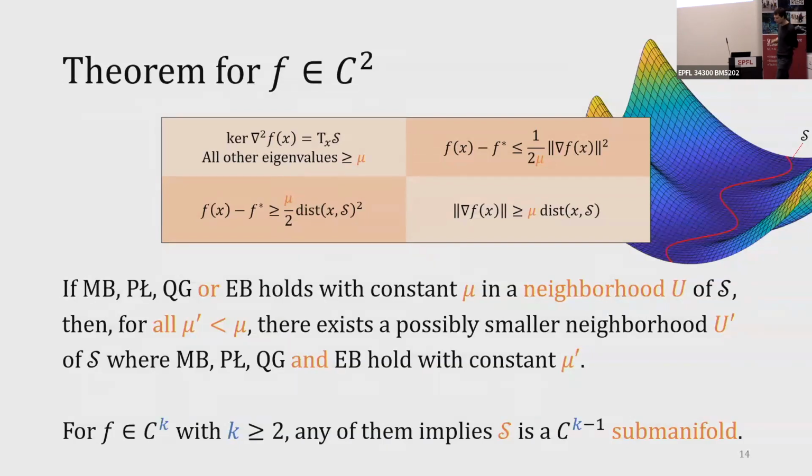That's sort of the main statement of the first part of the paper, that in fact, if you have one, then you have all. And also, if your function is Ck and k is at least two, and you have any one of those conditions, hence you have all of them, then the set of minimizers is a Ck-1 submanifold. That's the first part of that paper.